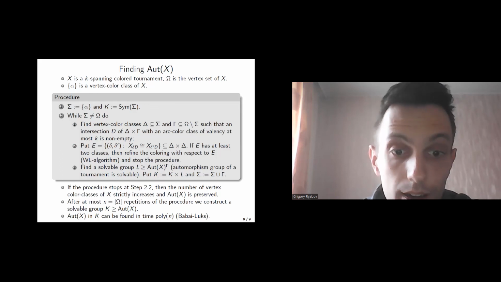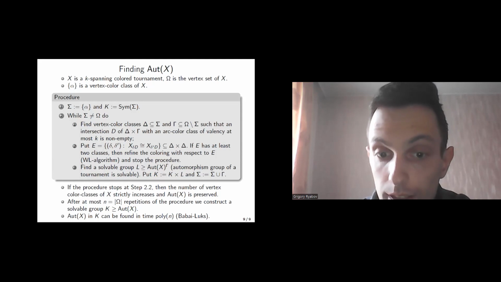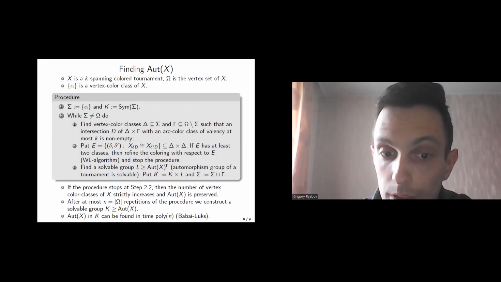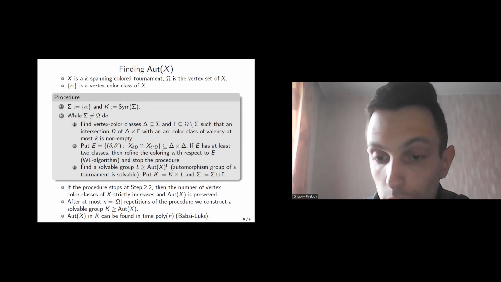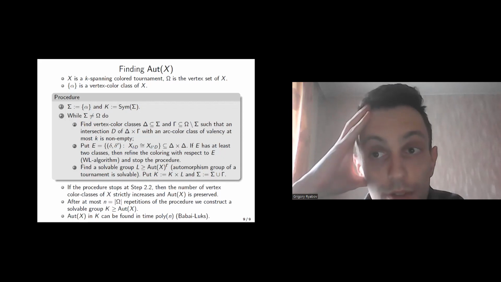If our procedure stops at step 2.2, then the number of vertex color classes of X strictly increases and the automorphism group is preserved. So after at most n iterations of the procedure, we construct a solvable group K containing the automorphism group of our tournament X. And finally, the automorphism group of our tournament can be found in a solvable group in polynomial time by the Babai-Luks algorithm. I think here we have two questions.